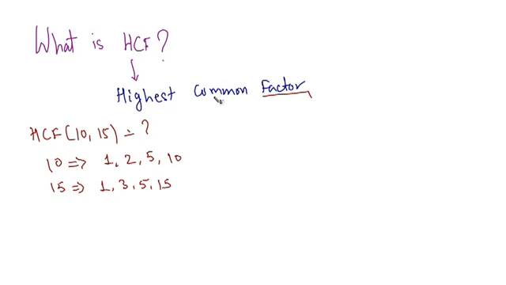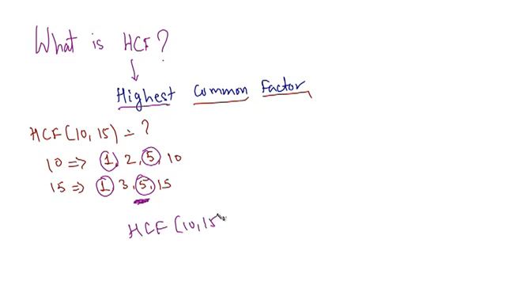The next word that interests us is common. So what are the factors that are common between these two numbers, 10 and 15? 1 is common, 5 is common. So the common factors are 1 and 5. The next word is highest. So what amongst these common factors is the highest factor? 5 is the highest factor. So HCF of 10 and 15 turns out to be 5.